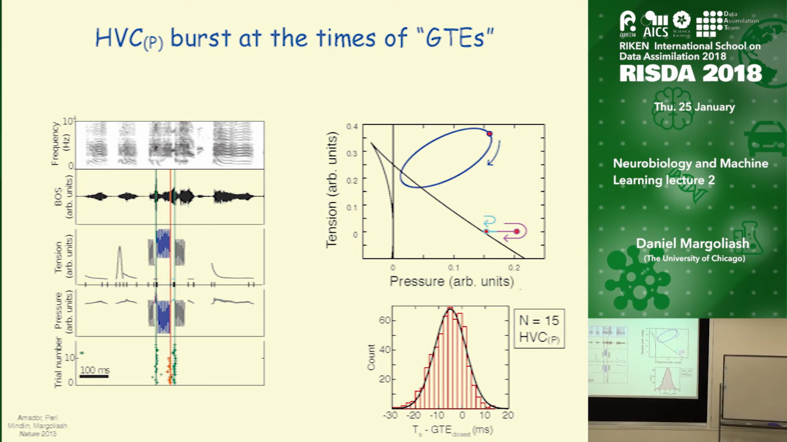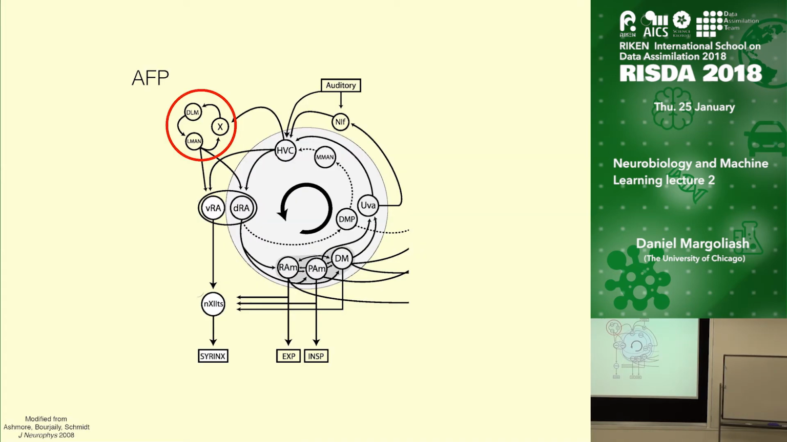OK. So we said a little bit about RA, we said a little about HVC, and now we're going to say a little bit about the AFP. So the idea of the AFP is that it is injecting variability into singing. You might ask, why would you want a whole pathway devoted to injecting variability into a behavior that you want to be extremely precise?